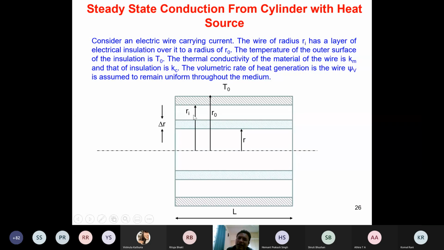Again, Ri is the radius of the metal wire, whereas R0 is the outside radius, which also includes the insulation. T0 is the outside temperature.